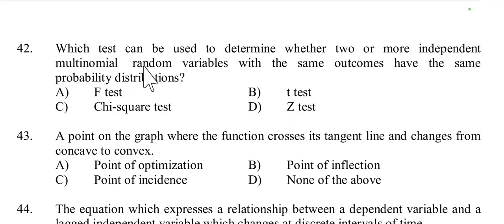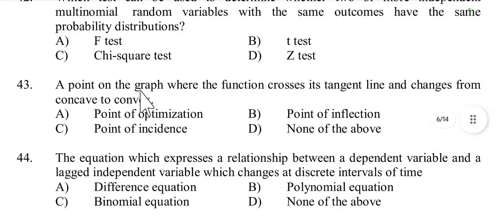Which test can be used to determine whether two or more independent multinomial random variables with the same outcomes have the same probability distribution? F test, T test, chi-square test or Z test. It is the chi-square test, option C, because the chi-square test of independence or homogeneity is used to compare categorical data like multinomial outcomes. It compares the categorical data across multiple groups to determine if they come from the same distribution. So C is the right answer.